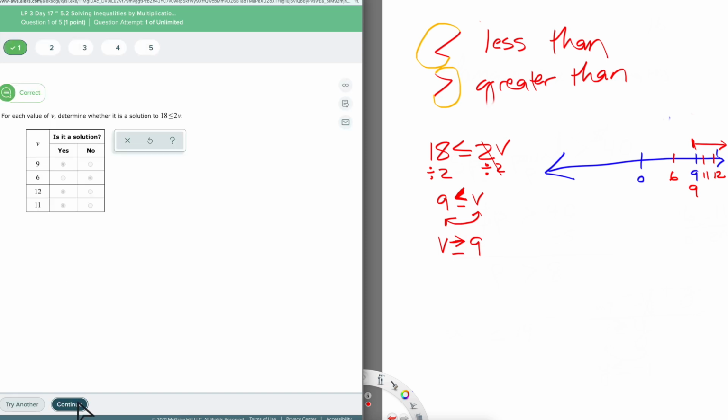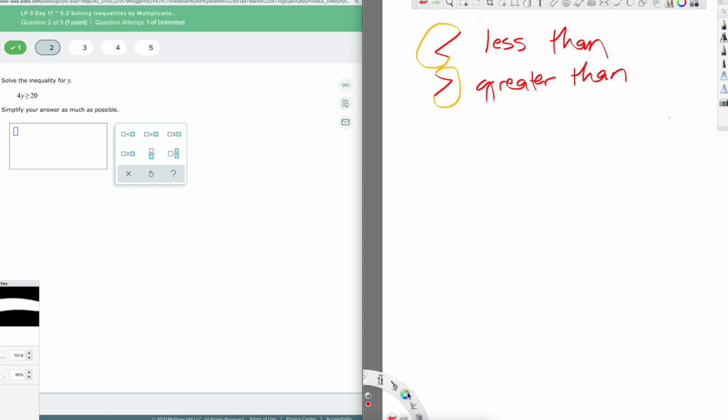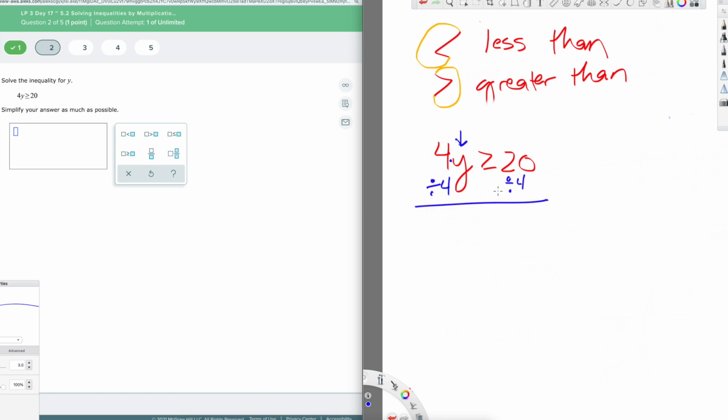All right. So, let me see. I'll erase this because we don't need it. So now it says solve the inequality for y. So just like we would any other solution, we're going to solve for this. We're going to use opposite operations to get that variable all by itself. So I'm multiplying by 4, right? I'm going to divide both sides by 4. Just like that. So now I have 4 divided by 4 is 1, so y comes down by itself, and that's greater than or equal to 20 divided by 4 is 5.